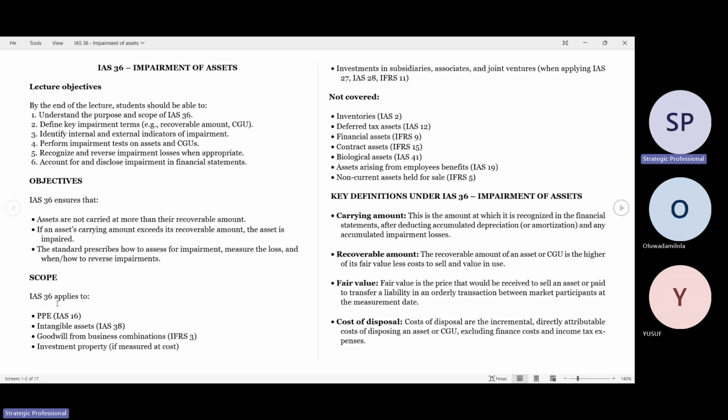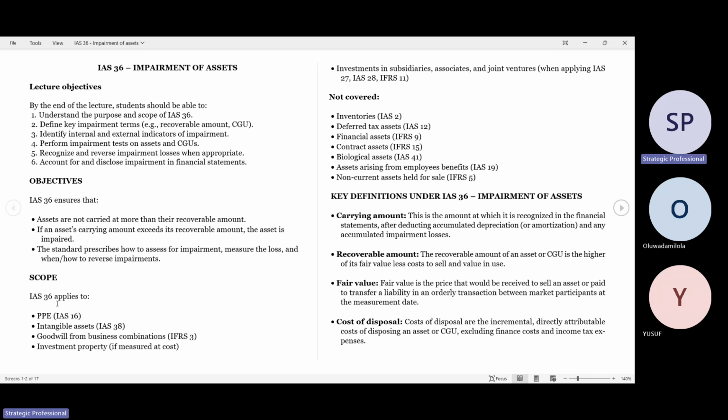Then, one of the objectives of IAS 36 is that it also tells us how to assess for impairment, how we measure the impairment loss, and if there is a reversal. Now, it is important to understand that there is a scope for this IAS 36. That is, what are the assets that IAS 36 applies to? Number one asset that it applies to is IAS 16, which is property, plant, and equipment. It's also applicable to intangible assets. It's also applicable to goodwill. That is, when you acquire a business, the inherent benefit from acquiring that business is your goodwill.